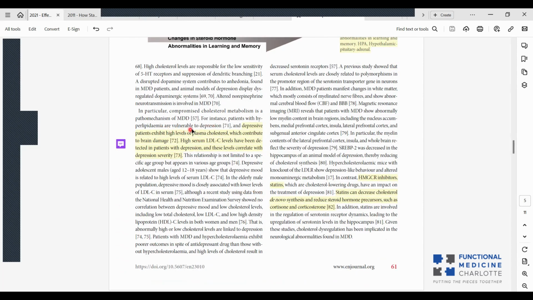Depressive patients exhibit high levels of cholesterol, which contribute to brain damage. High serum LDL levels have been detected in patients with depression, and these levels correlate with depression severity. Well, yeah, because we just said if you're inflamed, that raises your cholesterol, right? In previous videos, the one we did recently on mental health, we looked at the research showing that neuroinflammation drives anxiety and depression.